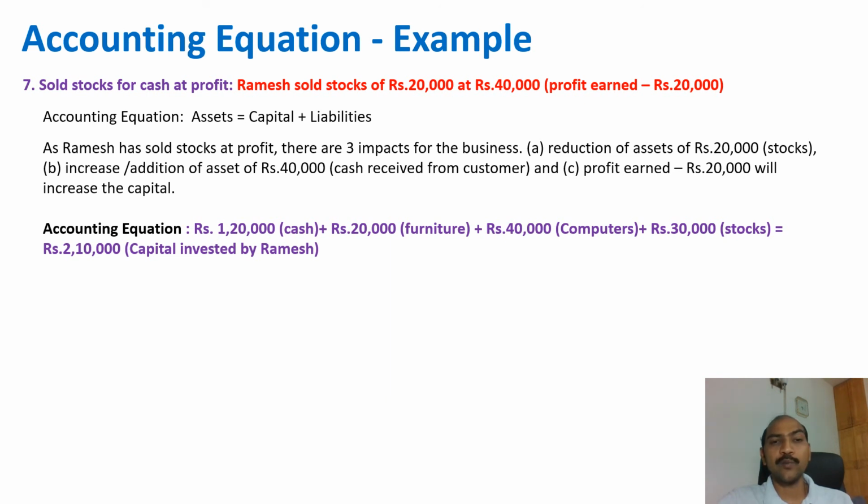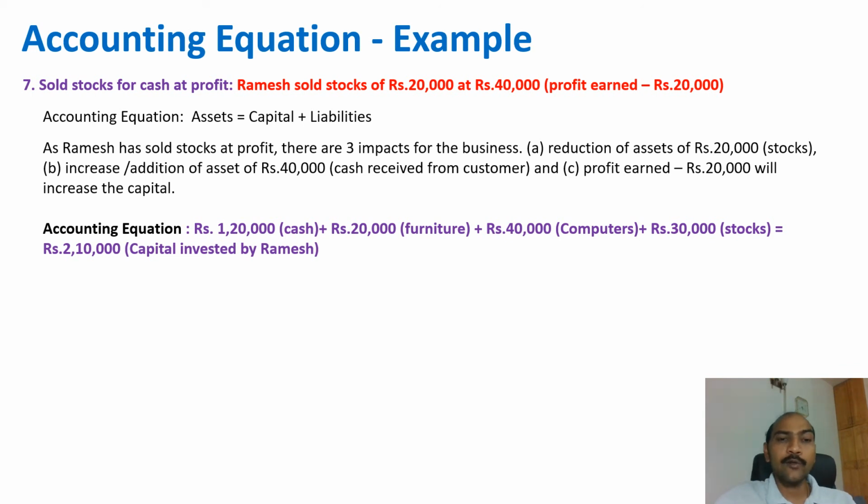Addition of assets of rupees 40,000 because the customer is going to pay you including the profit, that is 40,000 rupees cash. So your cash will go up by 40,000 rupees. Profit earned of 20,000 rupees will be added to the capital. At the time of the salary example, I explained that any type of loss or expenses will be deducted from the capital. Any type of income and gain will be added to the capital. So in this particular case, we have profit, so the capital will go up by 20,000 rupees.